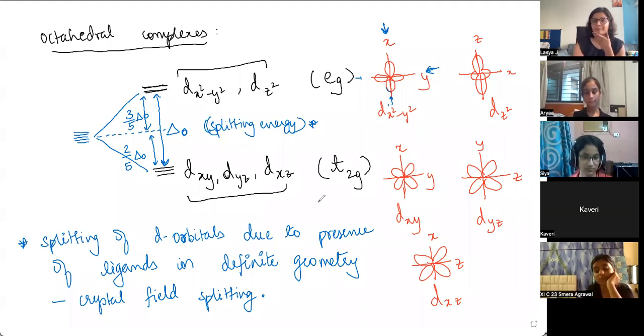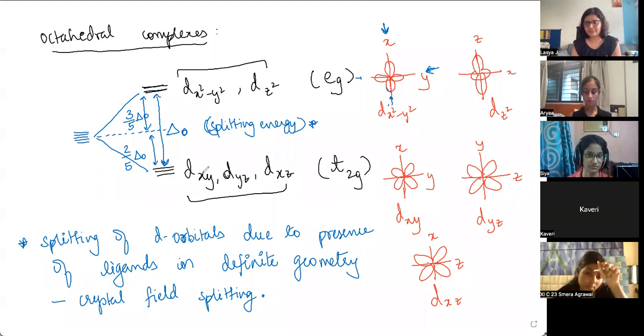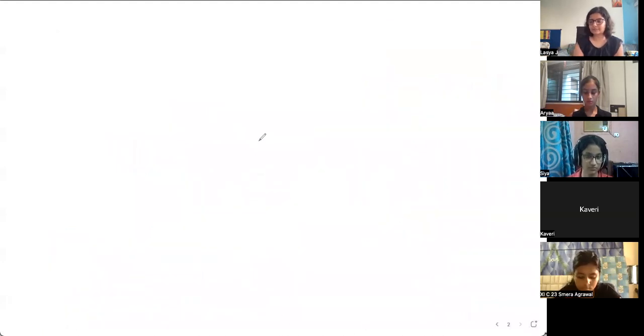Now, another thing: we are calling this splitting energy. Any and every negative charge, or any ligand that approaches, will not be capable of splitting the d orbitals. Different ligands will have different effects. Some will have stronger charges, some will have weaker charges. So depending on the strength of the ligand, you have something called the spectrochemical series.